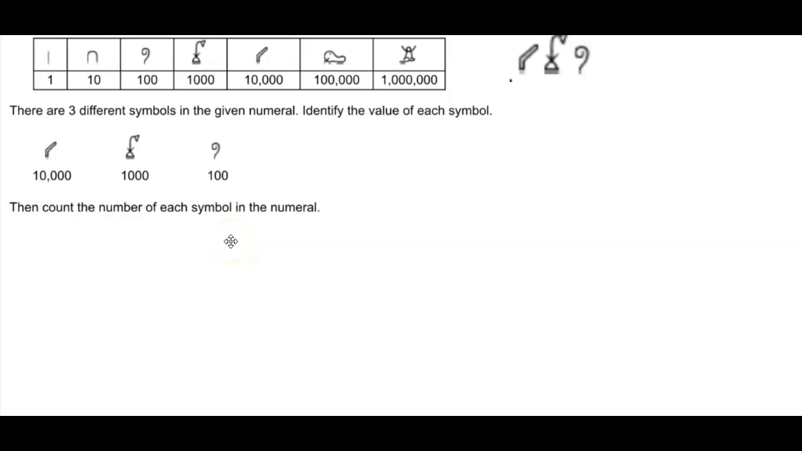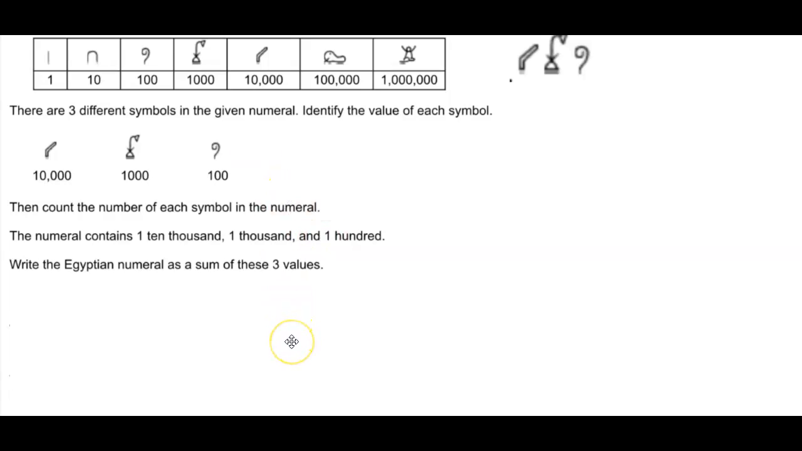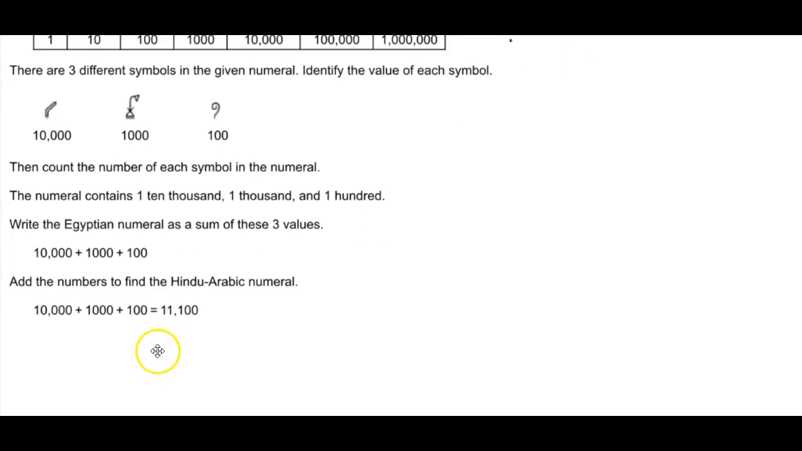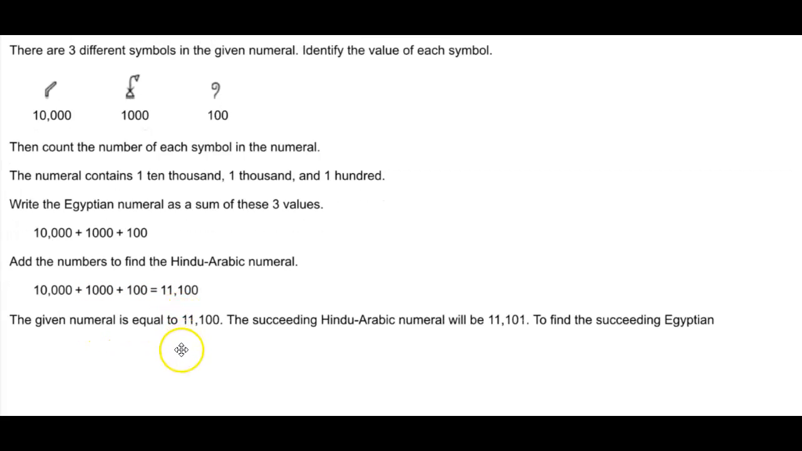Then count the number of each symbol in the numeral. So the numeral contains 1 10,000, 1,000, and 100. So we're going to write the Egyptian numeral as a sum of these 3 values. So if we take 10,000 plus 1,000 plus 100, we add the numbers to find the Hindu Arabic numeral. Adding them together gives us 11,100. And therefore the given numeral is equal to 11,100.